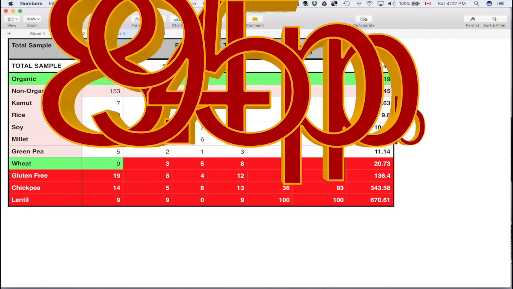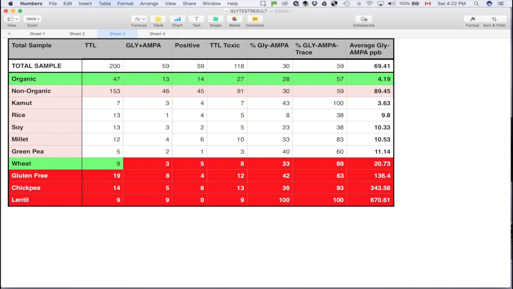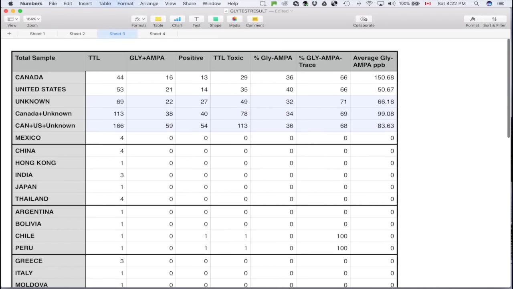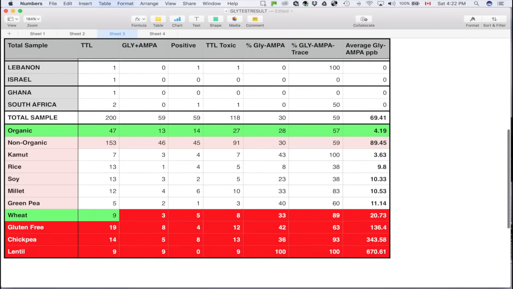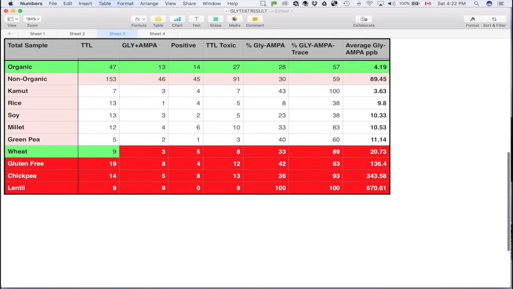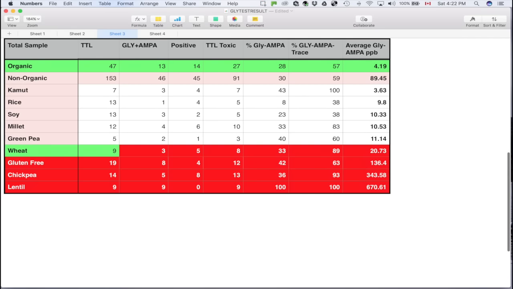So the non-organic average is more than the world average, and also more than, let's say, the combined Canadian, US, and unknown averages. That's partly because I think North America contributes heavily to this average. So the non-organic average is high, the organic average is very low, and then there are certain kinds of food. I have not completed this list yet.